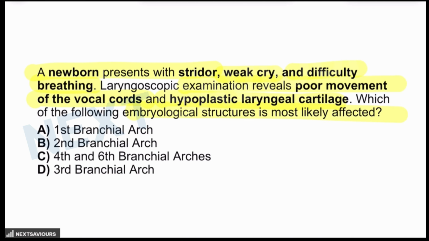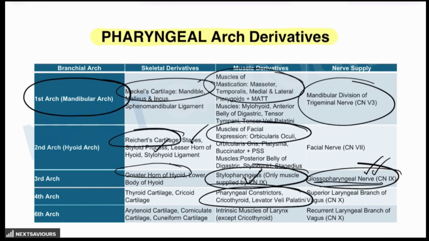Now, all of us know that the fourth and sixth branchial arches give rise to laryngeal cartilages and muscles, right? The fourth arch is responsible for superior laryngeal nerve involvement, which supplies the cricothyroid muscle, while the sixth arch is responsible for recurrent laryngeal nerve involvement, which supplies the intrinsic laryngeal muscles except cricothyroid, and it leads to the formation of cartilages like thyroid, cricoid, arytenoid, corniculate, and cuneiform.